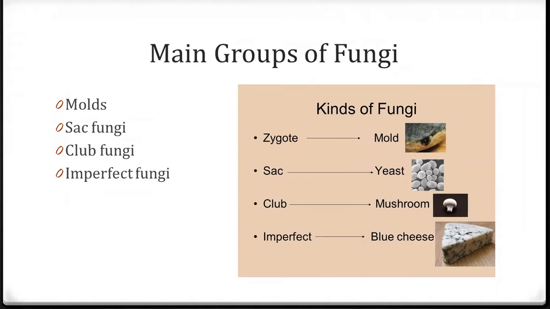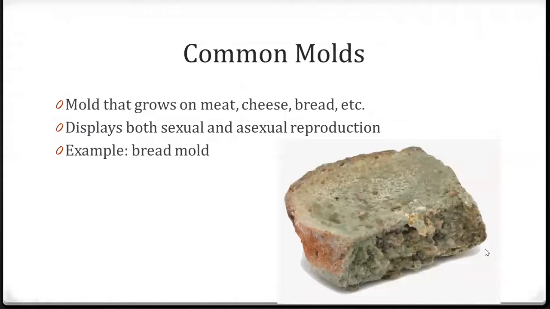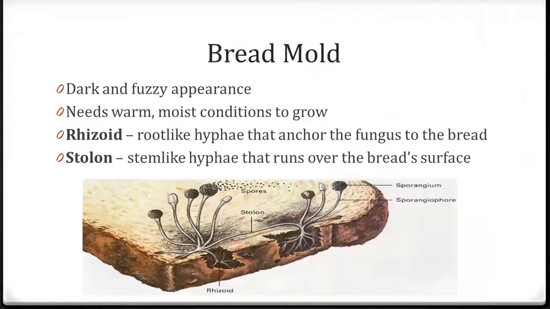There's four main groups of fungi: molds, sac fungi, club fungi, and imperfect fungi, like cheese. Common molds grow on meat, cheese, bread, etc. They display both sexual and asexual reproduction. An example of that is bread mold. Bread mold has a dark and fuzzy appearance. It needs warm, moist conditions to grow. A rhizoid is the root-like hyphae that anchor the fungus to the bread, and the stolon is the stem-like hyphae that runs over the bread surface.